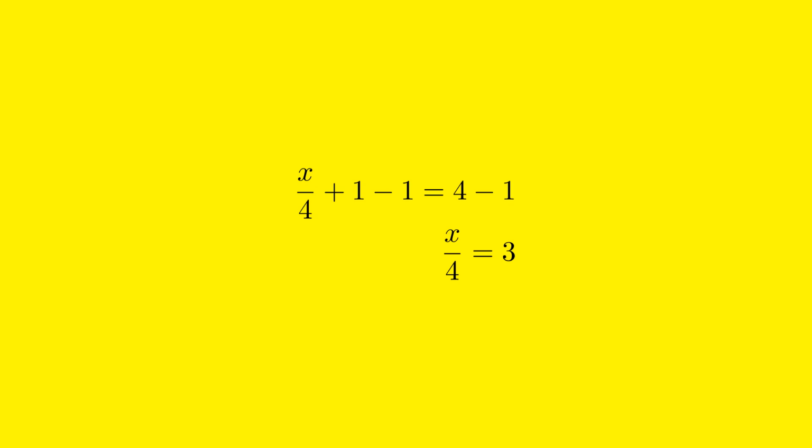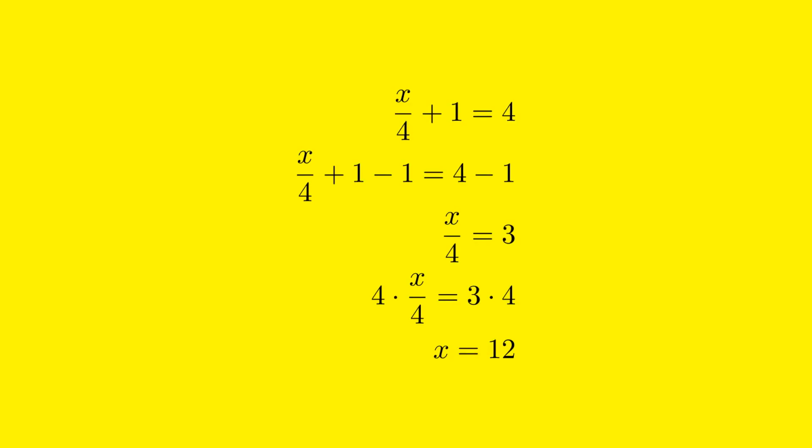So, x divided by 4 plus 1 minus 1 equals 4 minus 1. This simplifies to x divided by 4 equals 3. The plus 1 and minus 1 cancel each other out on the left side of the equation, leaving us with x divided by 4 equals 3 on the right side. Now we are ready to proceed to the next step.